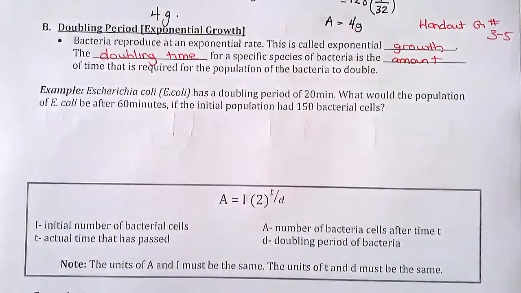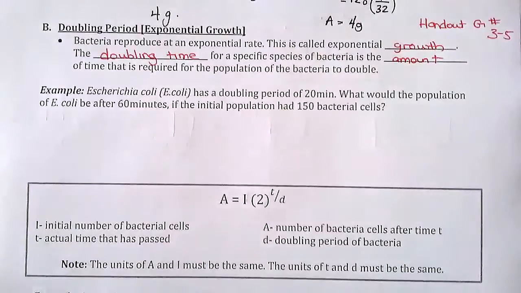So let's think back to half-life. Half-life was the amount of time that it takes for a radioactive element to halve its mass. So to go from 10 grams to 5 grams, how much time does that take? That's half-life. To go from 2 grams to 1 gram, how much time does that take? That's half-life, because it's the amount of time that it takes to halve the mass. With doubling time, we're looking at the amount of time that it takes to double the population.